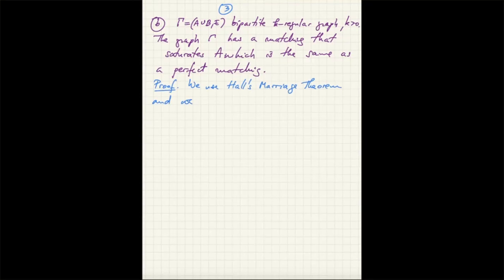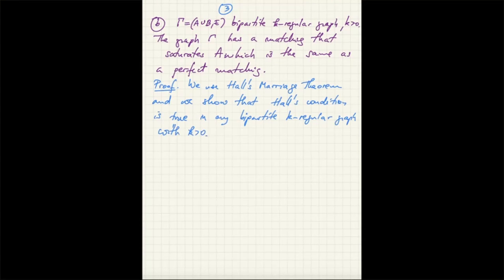And we show that Hall's condition is true in any bipartite K-regular graph with K positive. Okay, so we have our graph Gamma. We have the two partite sets A and B that have the same size.